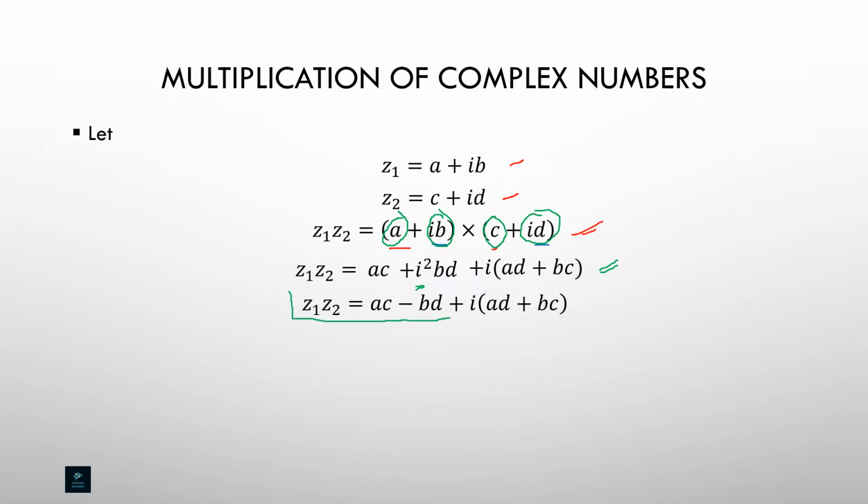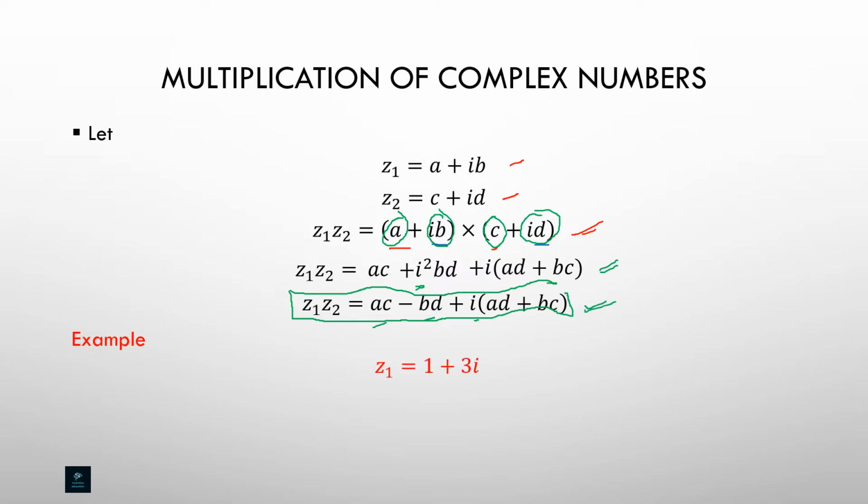So z1 into z2 is equal to the product of real components ac minus the product of imaginary components bd plus i times the sum of the products of imaginary and real components, that is ad plus bc.